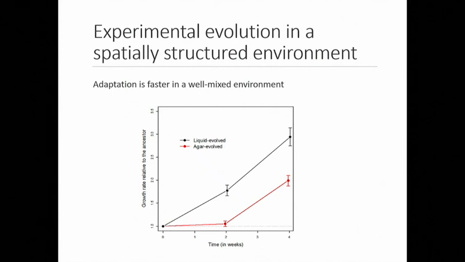And so you can see in the populations that were evolved in that liquid environment, the well-mixed environment, adaptation has happened more rapidly than in that semi-solid agar environment. And this jives with expectations from theoretical models that we would just expect adaptation to occur more slowly because we have these local interactions slowing the rate of fixation of mutations as they arise in the populations.